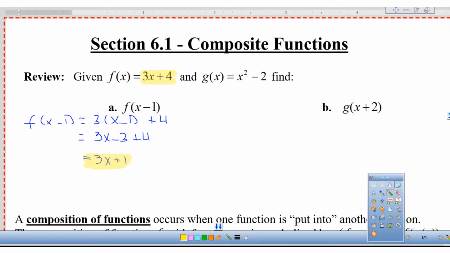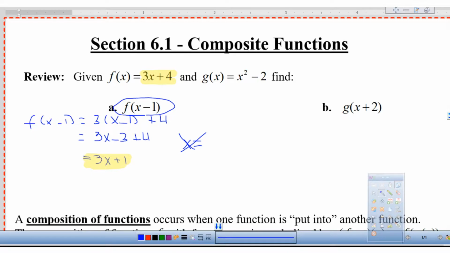Okay? People think that they're supposed to be solving for x. That is not what we're doing. We're finding, if you take the f of x and put an x in, what do you get? So we're not solving for x. Okay?